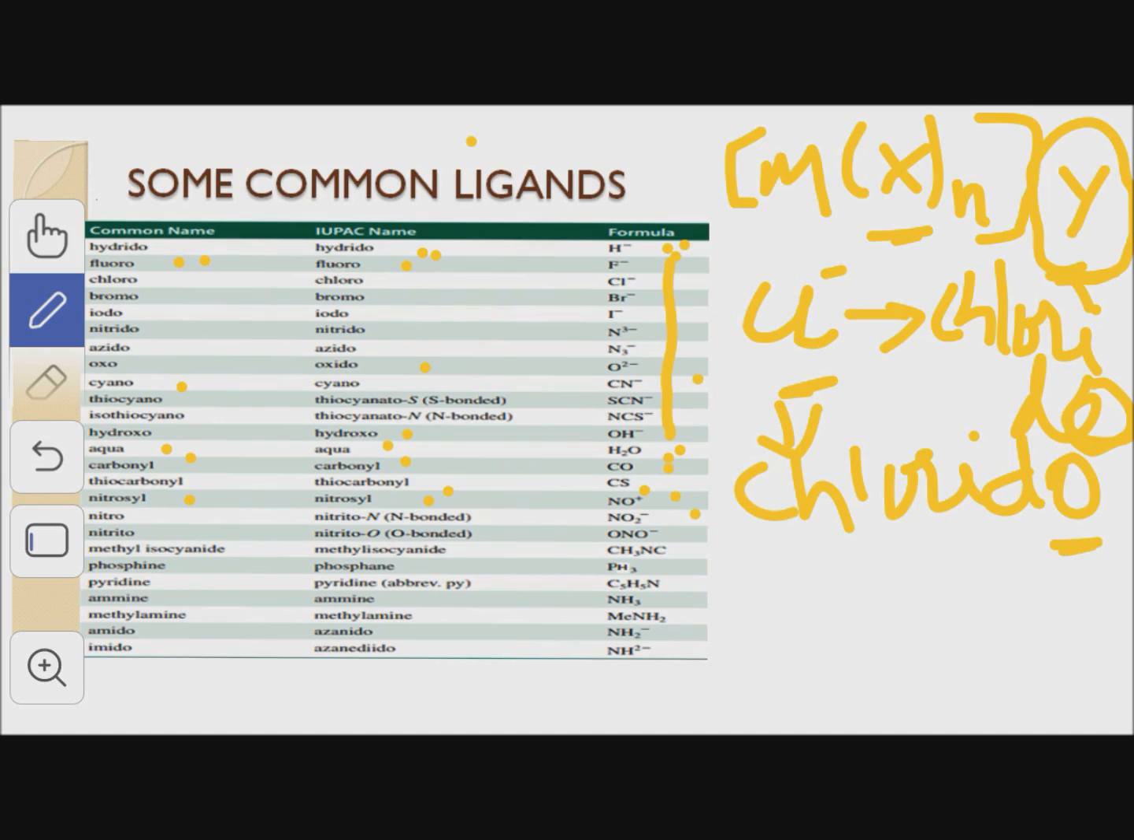NO2 negative is nitro in the common name, and nitrito-N, because it is bonded through the nitrogen atom. The central metal atom is bonded with the nitrogen atom. If it is bonded with the oxygen atom, then we write nitrito-O. Next is PH3, that is phosphane or phosphine in the IUPAC name. In case of NH3, it is ammine. This is MeNH2, which is methylamine. NH2 negative, amido or azanido. NH2 negative, imido, azanediido.